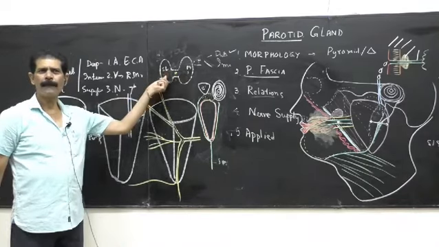And where lies the vein? Here. And where is the artery? Superficial. So this is the relation. So the superficial surface has got no artery, vein and nerve. So a surgeon can remove the parotid gland in the cancer of the parotid gland. Superficial part can be easily removed.